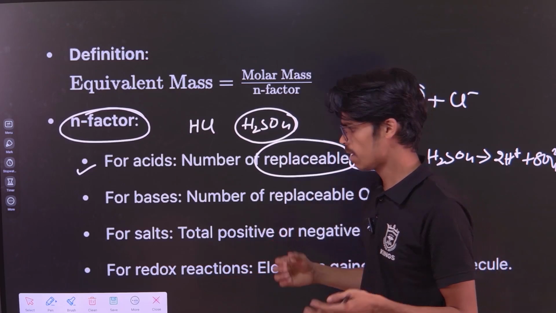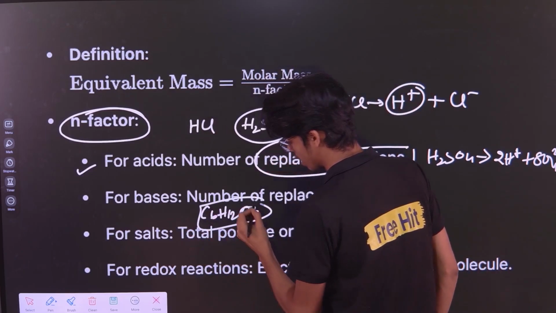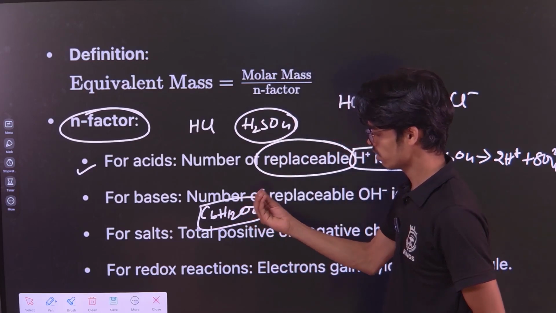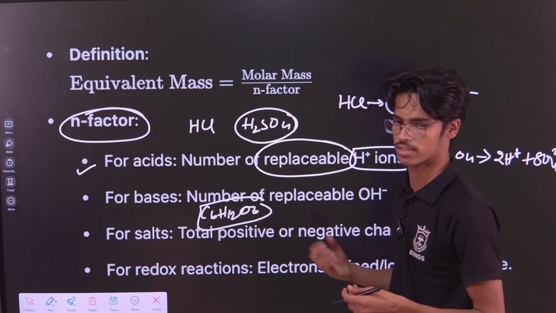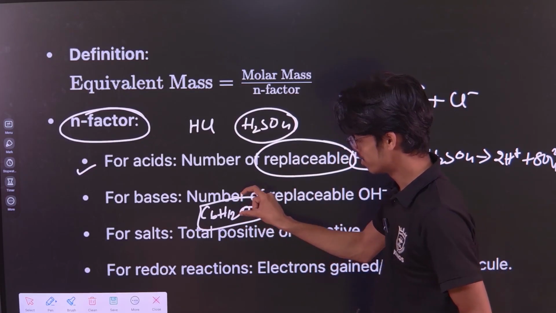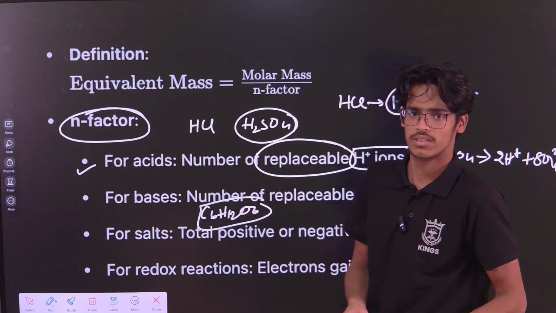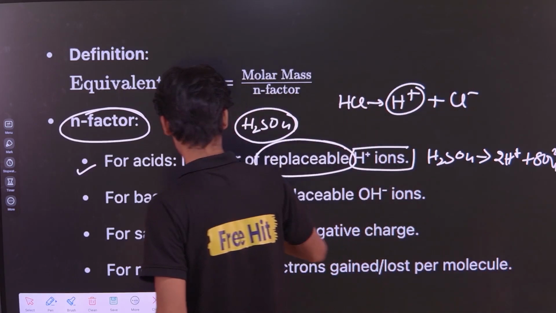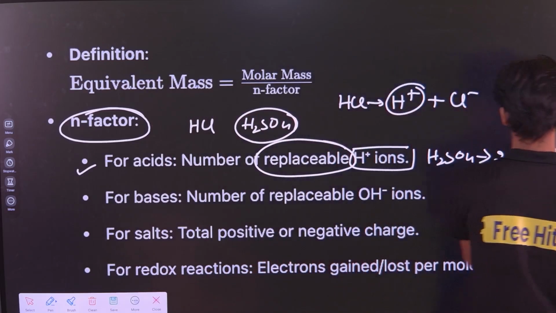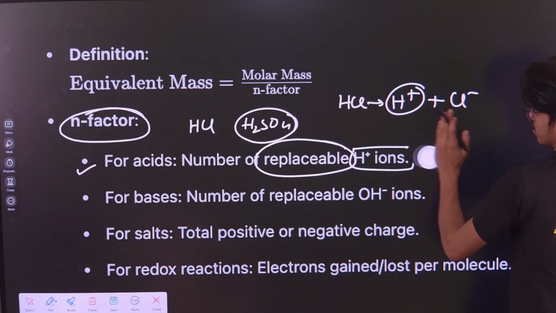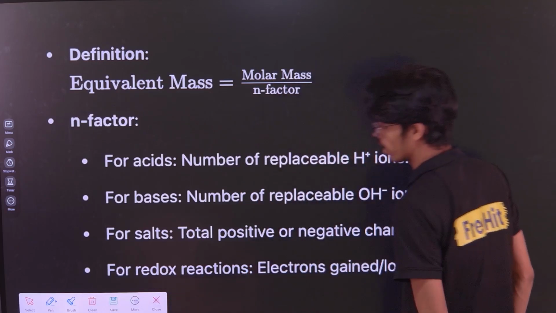For example, if C6H12O6 is there, what is the value of n? Although this is not an acid, there are 12 hydrogens in it, but it doesn't mean 12 hydrogen atoms are going to dissociate. We need to find out how many replaceable hydrogen atoms are going to be displaced. The same logic goes for bases also.